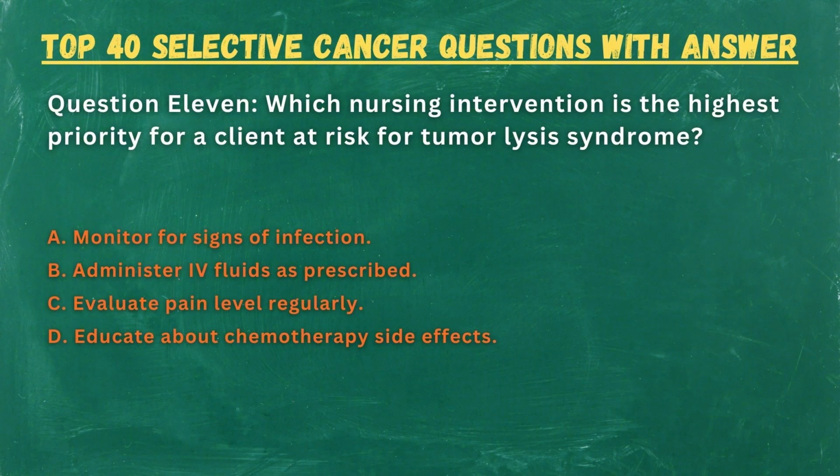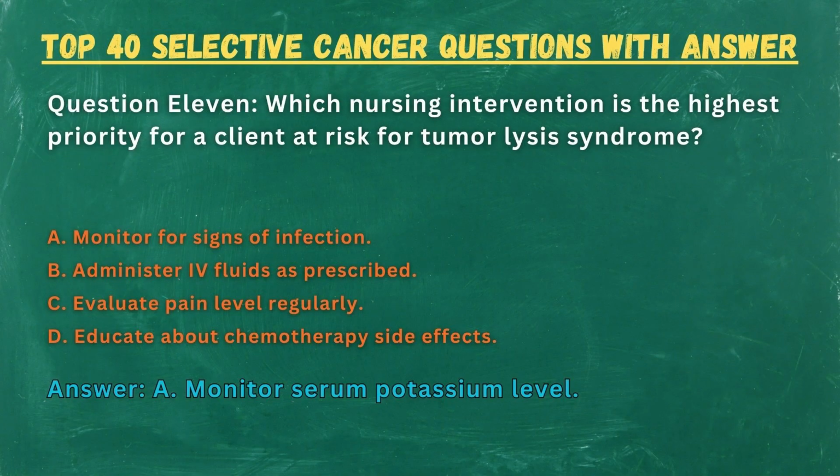Question 11. Which nursing intervention is the highest priority for a client at risk for tumor lysis syndrome? A. Monitor for signs of infection. B. Administer IV fluids as prescribed. C. Evaluate pain level regularly. D. Educate about chemotherapy side effects. Answer: B. Administer IV fluids as prescribed.